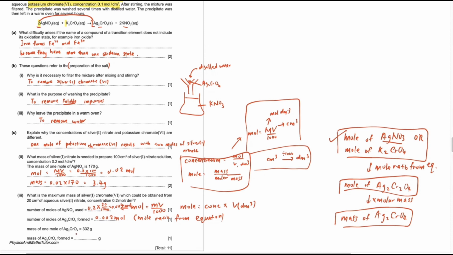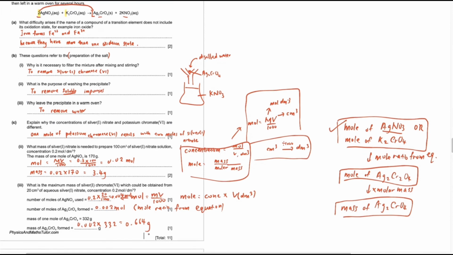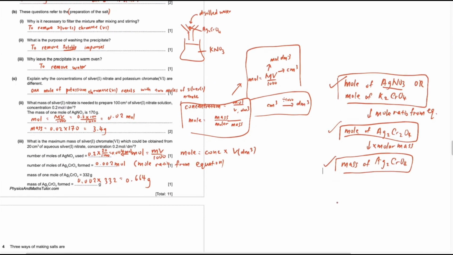So that's why the working is 0.002 times 332. Then you get 0.664 gram. So we get the mass. The chart is this one. You just follow this, and you will get the answer. Okay, so we have done these questions.